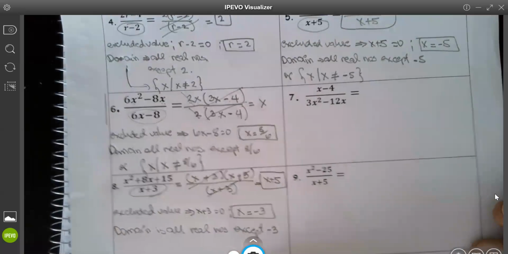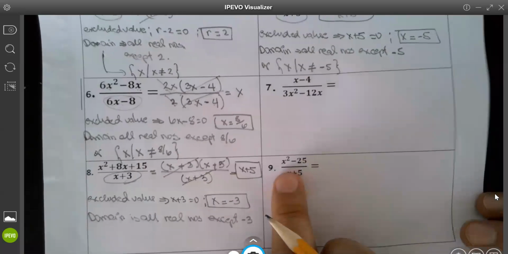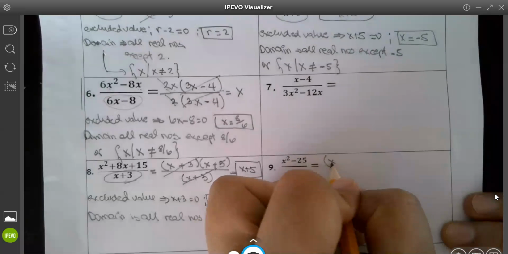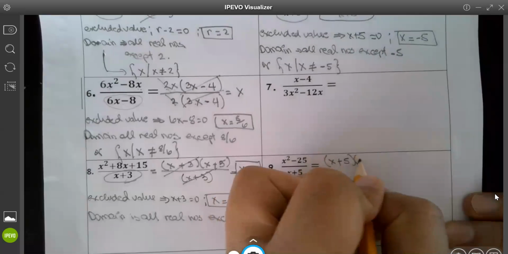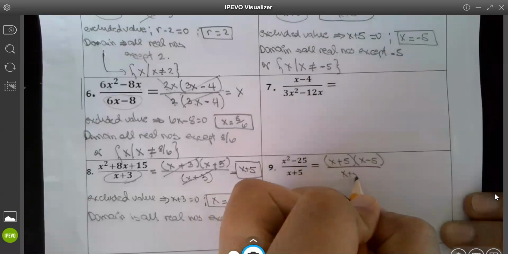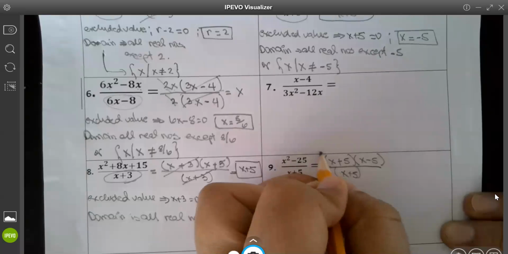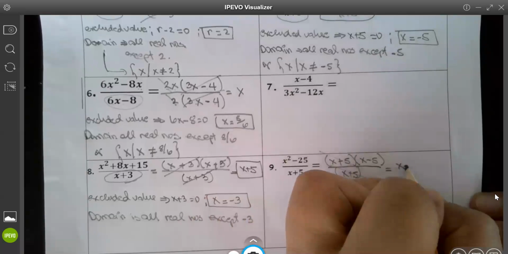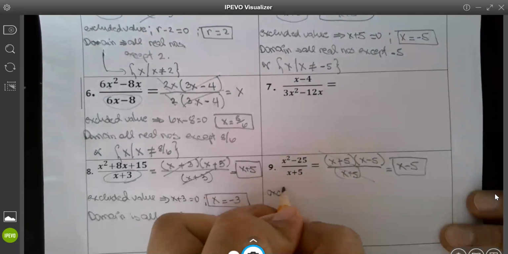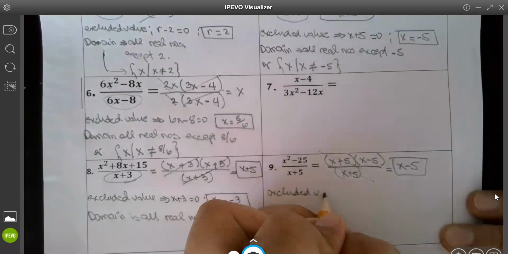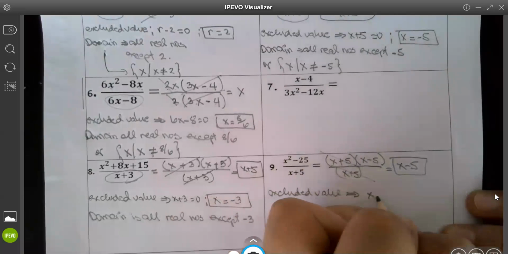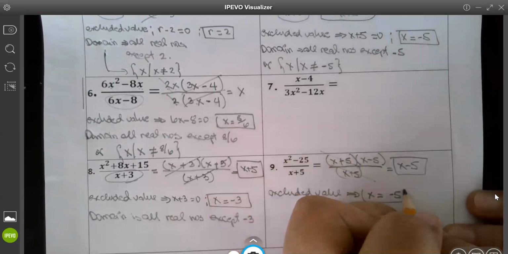There you go. Well, let's just try to do number 9. This one is a difference of two squares, perfect squares. So the factors are x plus 5 and x minus 5 divided by x plus 5. So cancel this. The answer is x minus 5. So the excluded value is x is equal to negative 5. By now you should know.